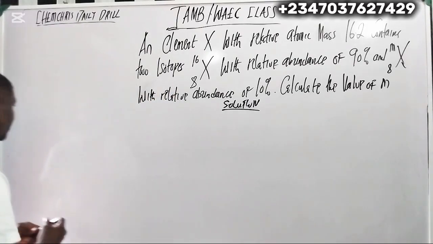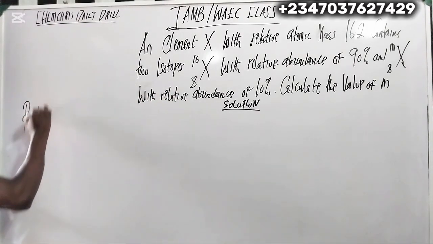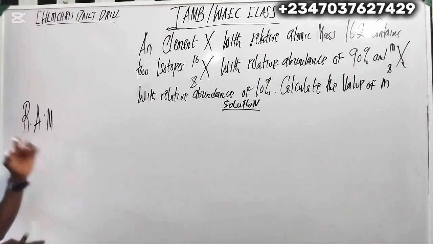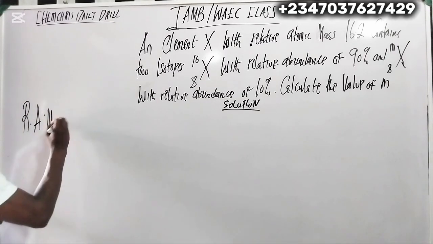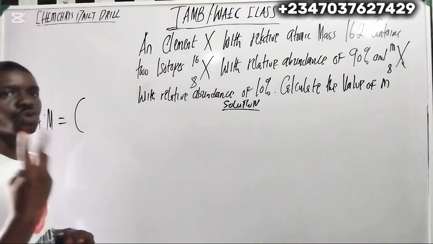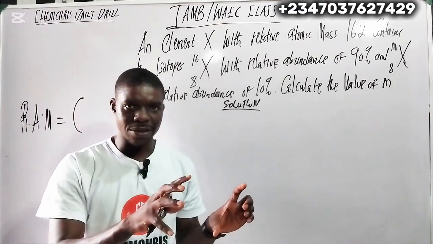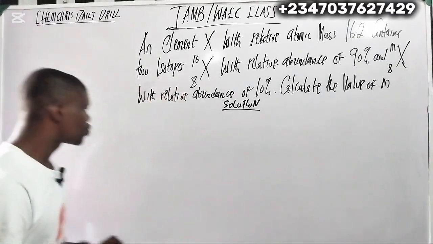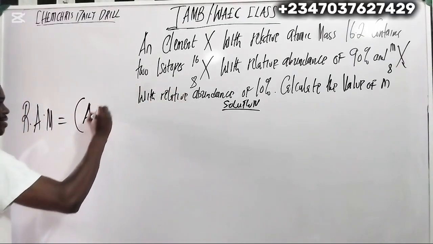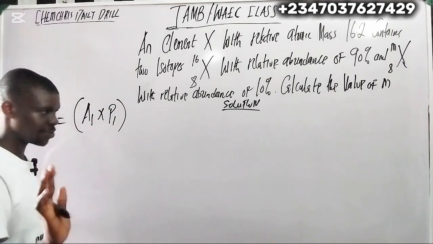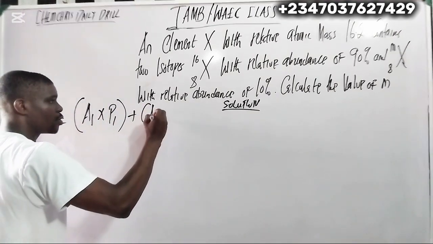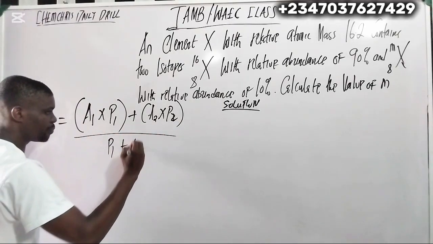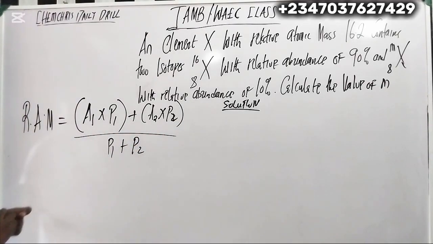So there is a formula here. RAM, the relative atomic mass of that element, is equal to, let us say we are having two isotopes, that is, atoms with different mass numbers, A1 times P1 plus A2 times P2, over P1 plus P2. Don't worry, I'm going to explain it to you.